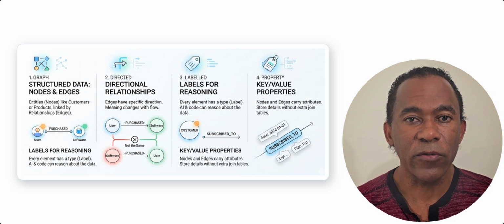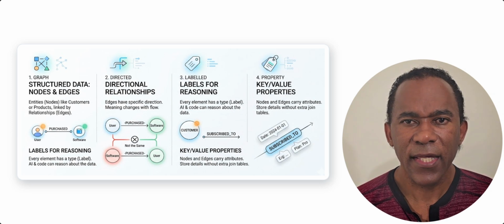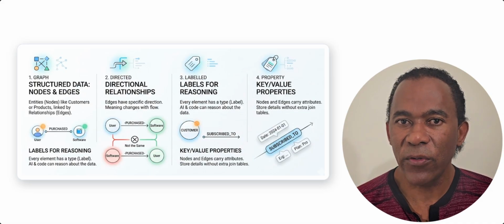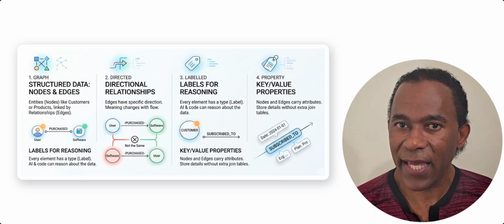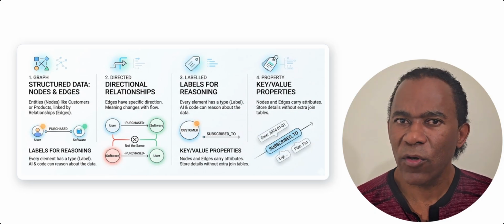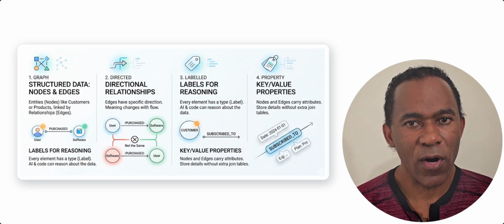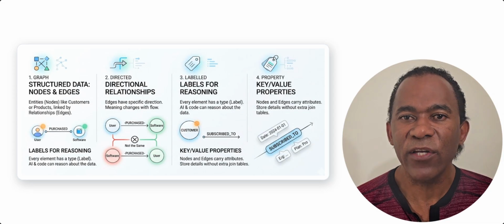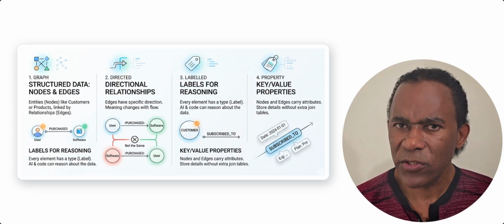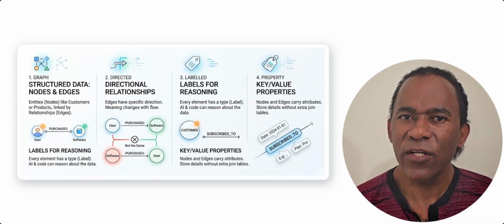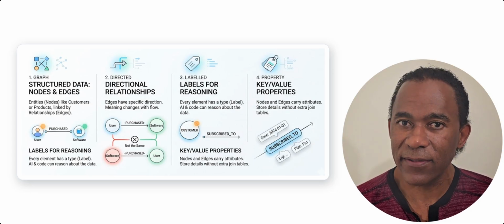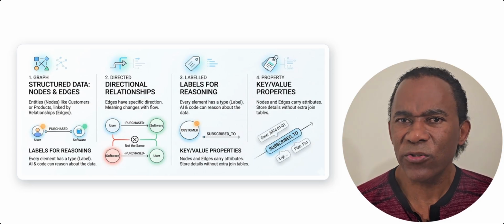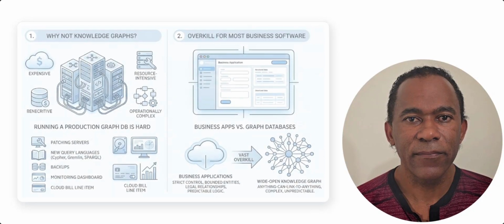Directed. The arrows have a direction. Labeled. Every node and edge has a type, like customer or purchased. Property. Nodes and edges can carry key value data, so the purchase edge itself can hold a date and a price. So no extra join table is needed.